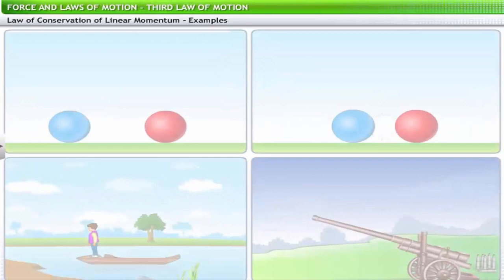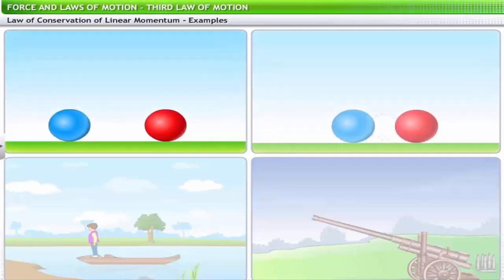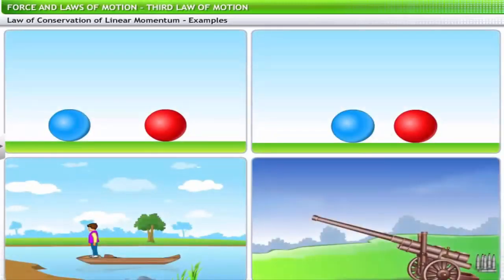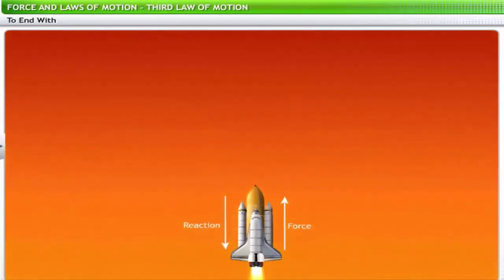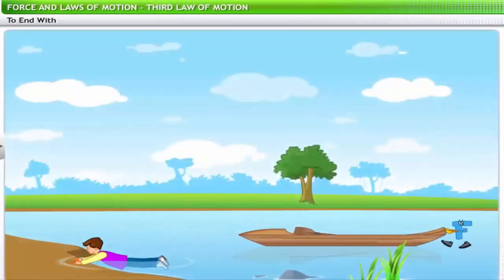The law of conservation of momentum, formulated nearly 3 centuries ago, is an inference from a large number of observations and experiments. It is interesting to note that not a single situation observed so far contradicts this law. This brings us to the end of this lesson on the third law of motion. In this lesson, you have learned about Newton's third law of motion and the law of conservation of momentum.